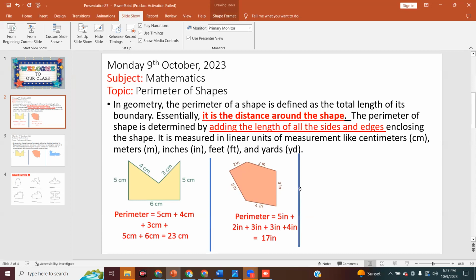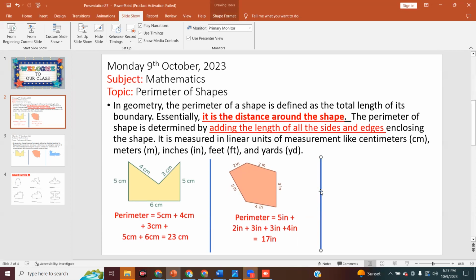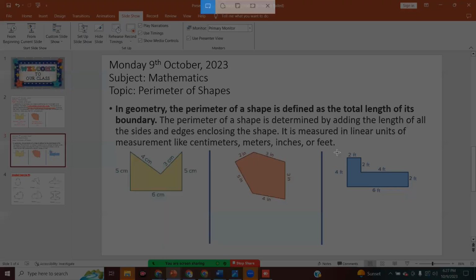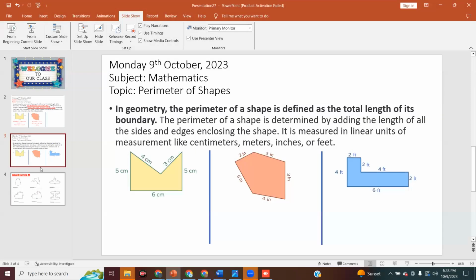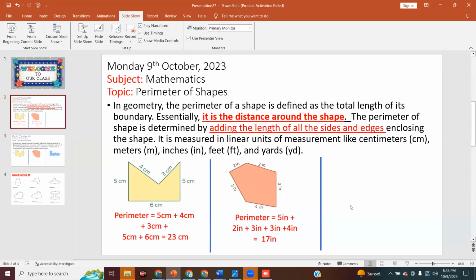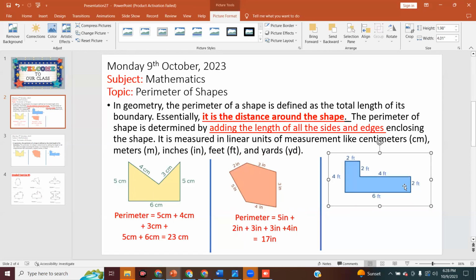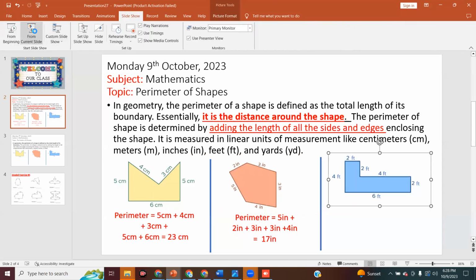Perfect. Last but not least, we're going to do a last example. Natalia, you're here. You made it. Okay, let's do a last example before we move on. This one, you got to be careful because this one is in feet. So I'm going to bring it closer for persons who cannot see it from far.